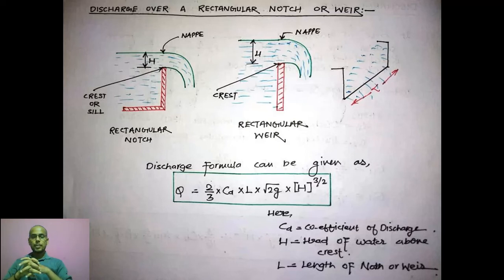Okay, so we have already studied notch and weir in the last class. Here in the diagram you can see a rectangular notch, a rectangular weir. When we say it is rectangular, or when we discuss the shape of a particular section, it is about length into width.